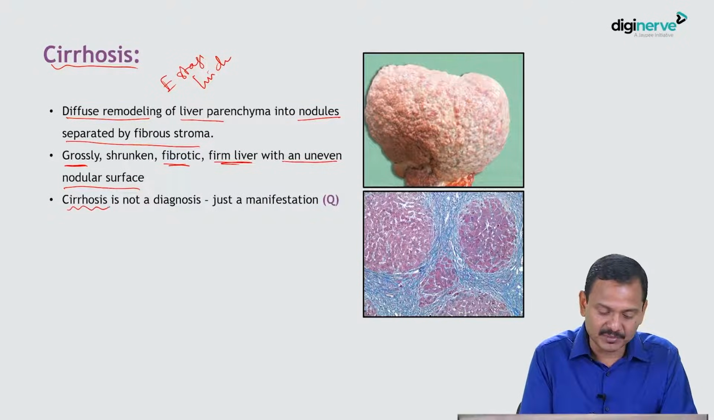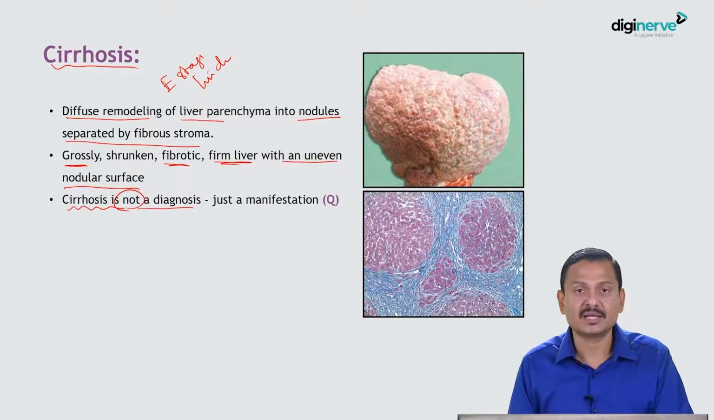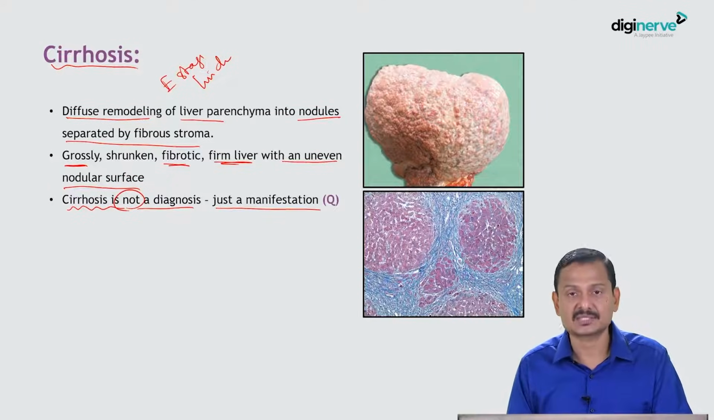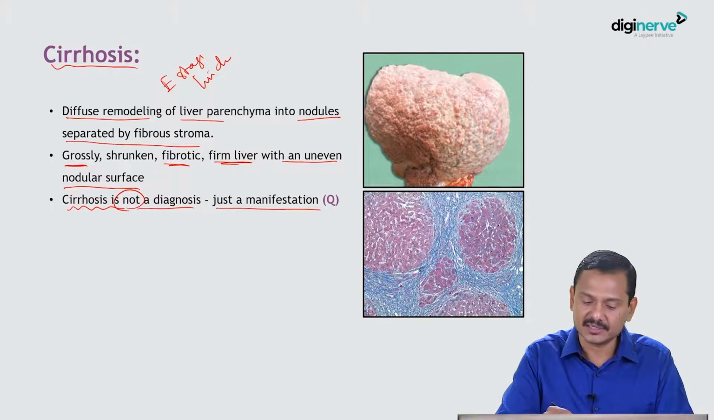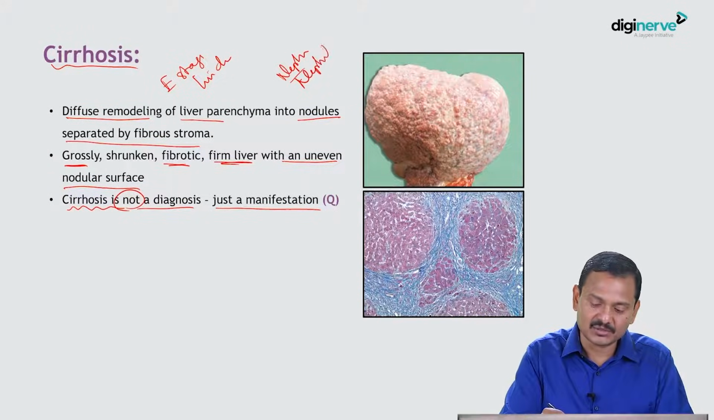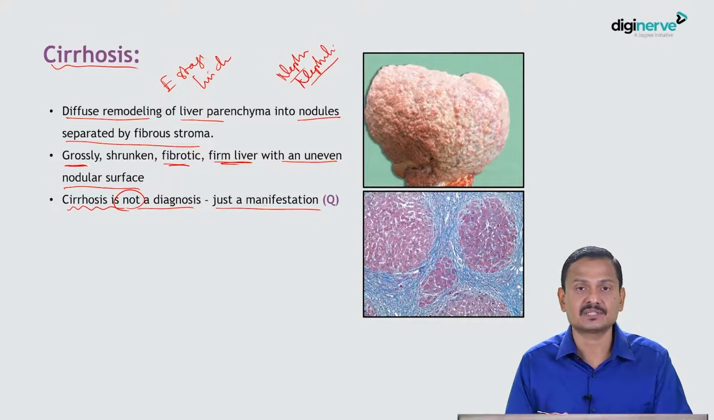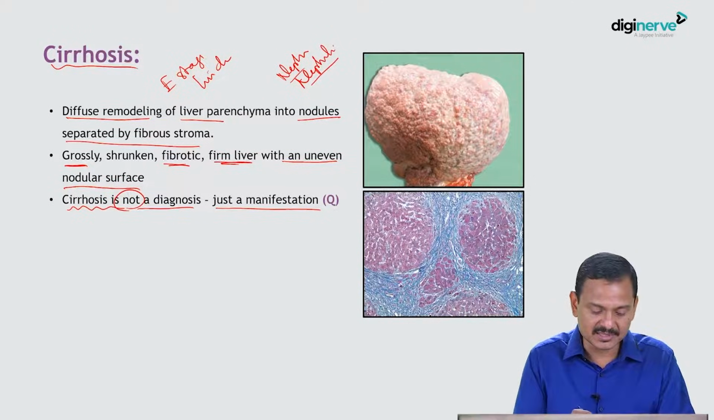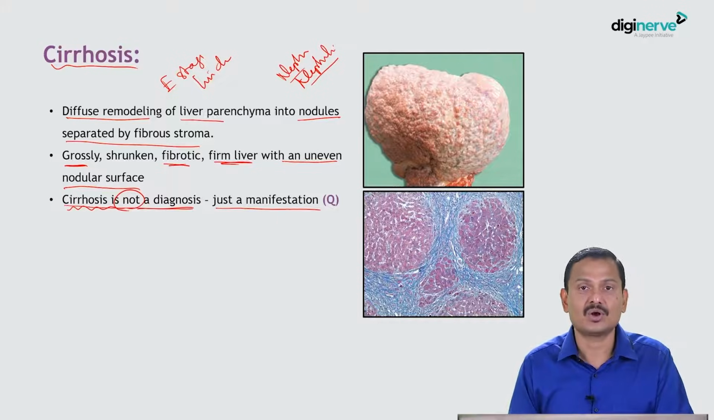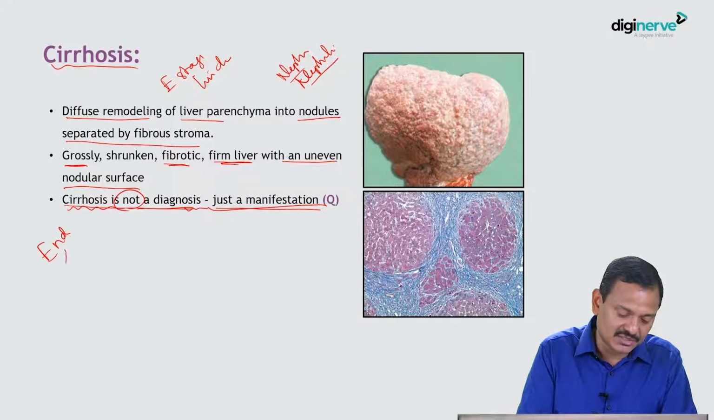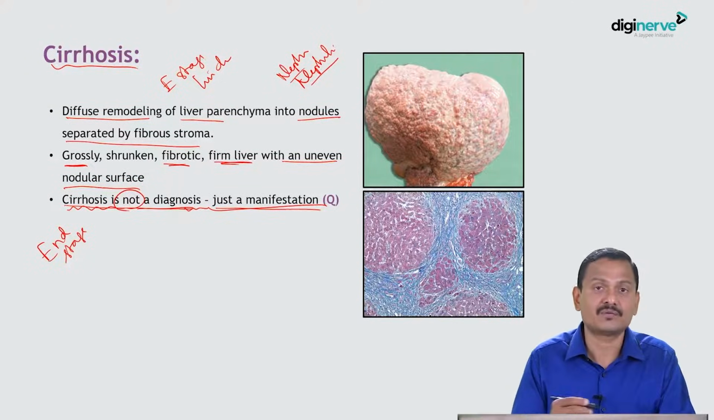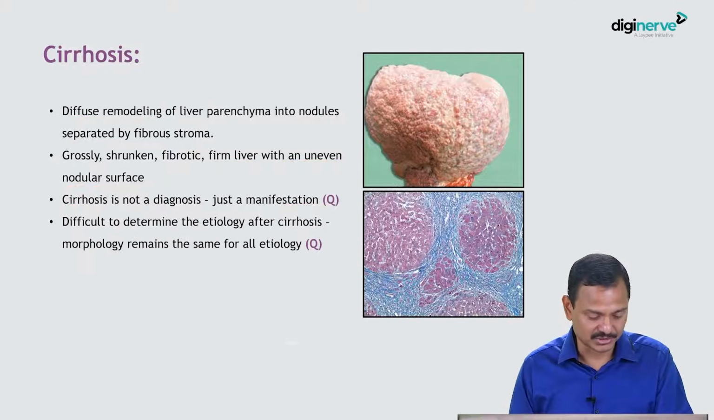Remember one thing, cirrhosis is not a diagnosis, it is just a manifestation of many diseases. Just like we learnt in kidney, nephrotic syndrome and nephritic syndrome are not diseases, they are manifestations, which include many other diseases. Similarly, cirrhosis is not a diagnosis, cirrhosis is just an end-stage manifestation of many liver pathologies.